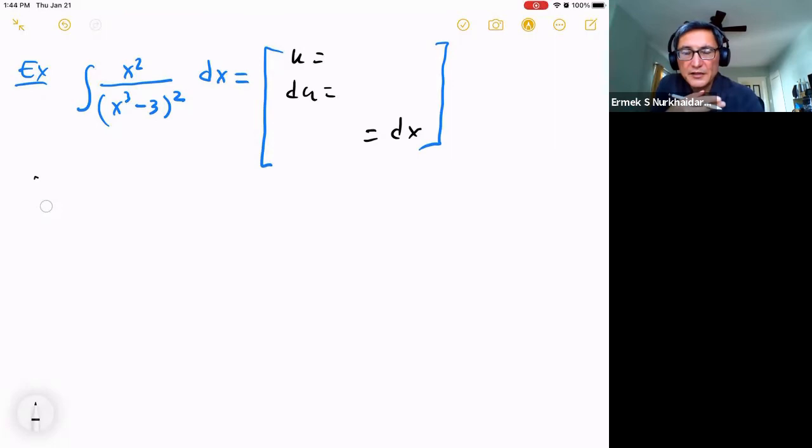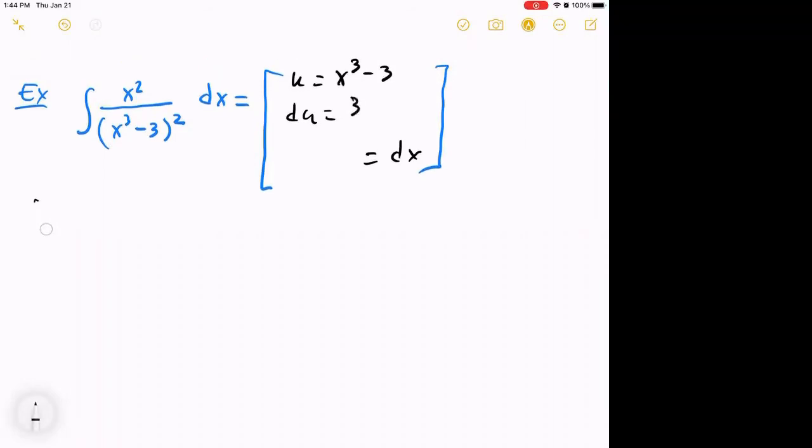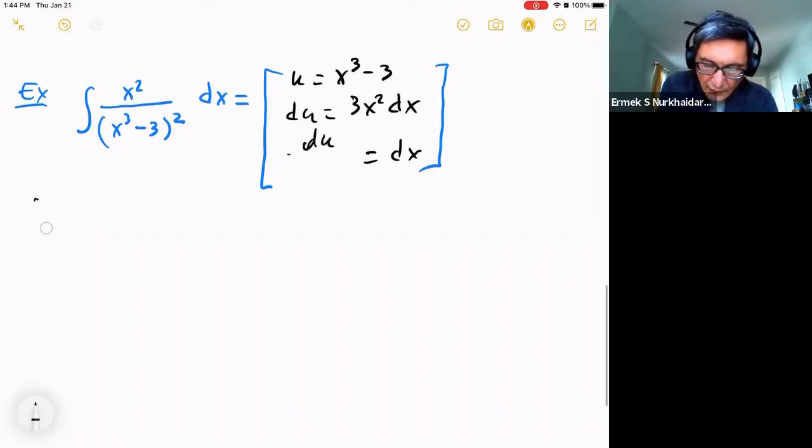I look at the integral, I see parentheses, and I have the expression in parentheses, x cubed minus 3. So that's maybe a good candidate to be u, x cubed minus 3. Then 3x squared dx is going to be du. And then dx is going to be du divided by that coefficient, 3x squared. And now I'm ready to do substitution.